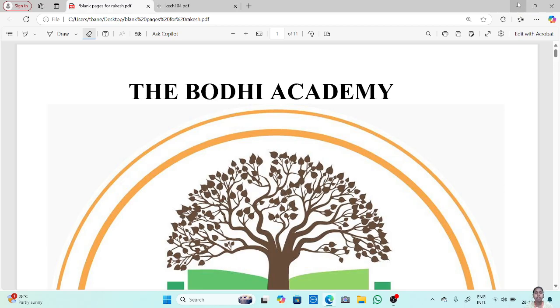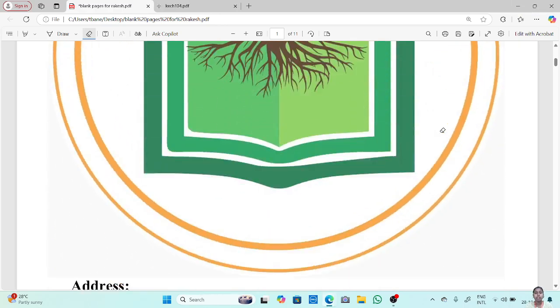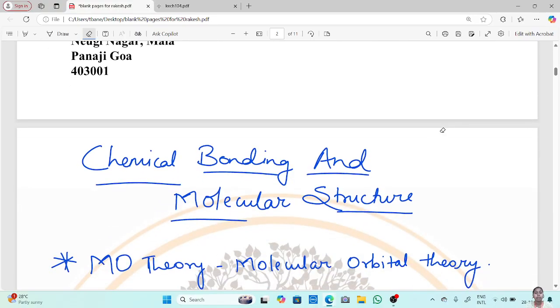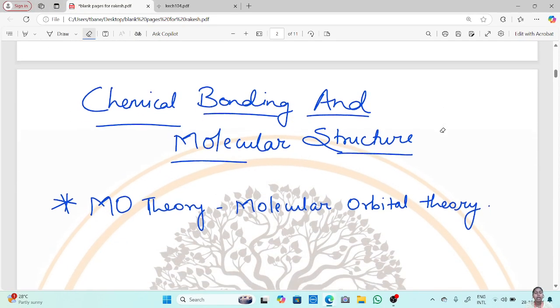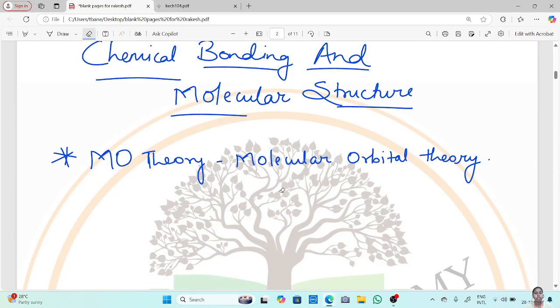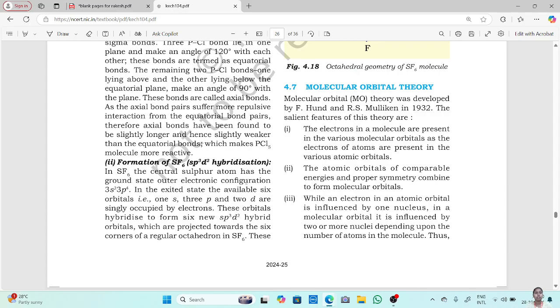So today we'll see the last part of the chapter, that is chemical bonding and molecular structure. In this, the last part is the molecular orbital theory, or the MO theory, or MOT. So let's start with the molecular orbital theory. The theory was developed by F. Hund and R.S. Mulliken in 1932.